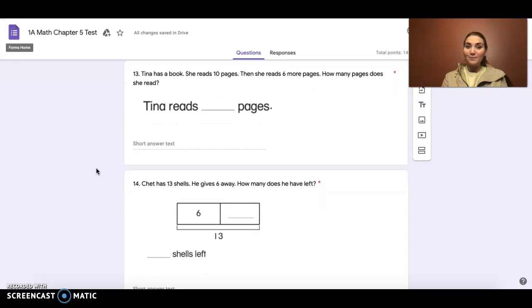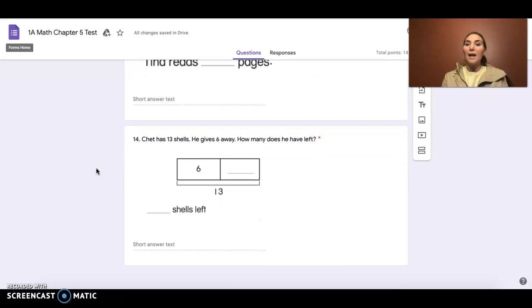Number 13. Tina has a book. She reads 10 pages. Then she reads 6 more pages. How many pages does she read? Number 14. Chet has 13 shells. He gives 6 away. How many does he have left?